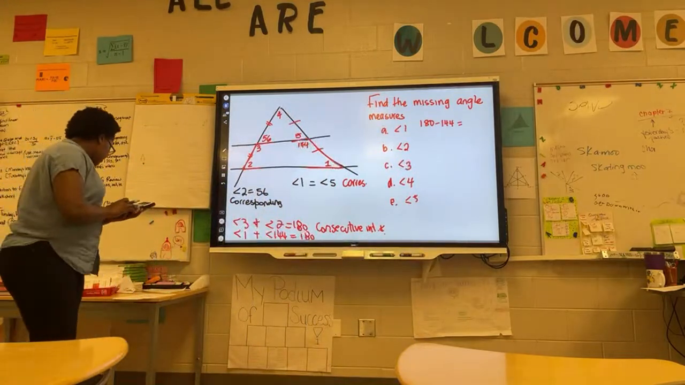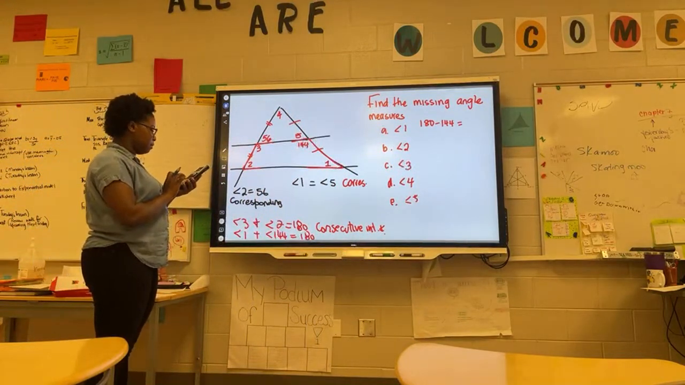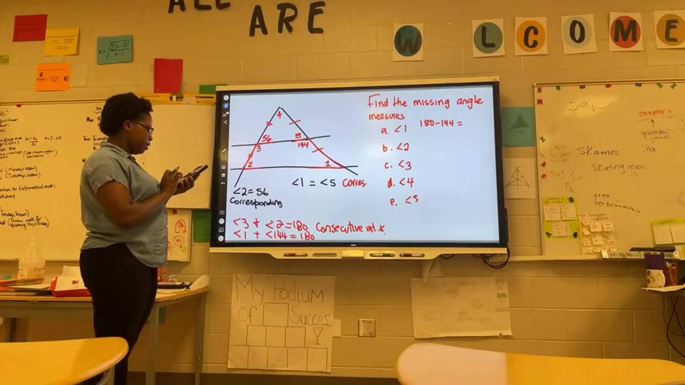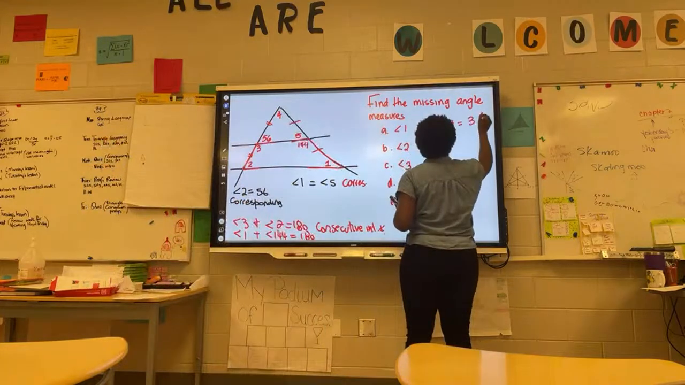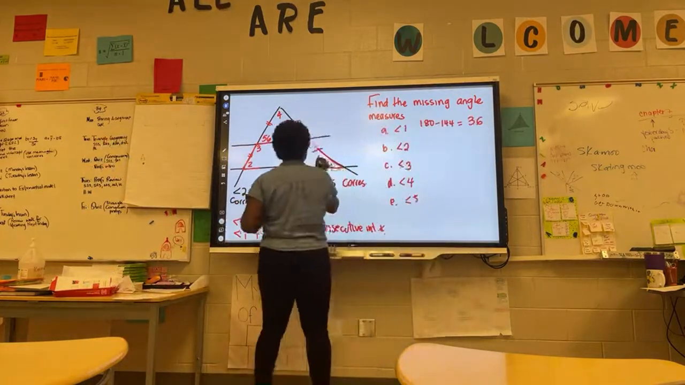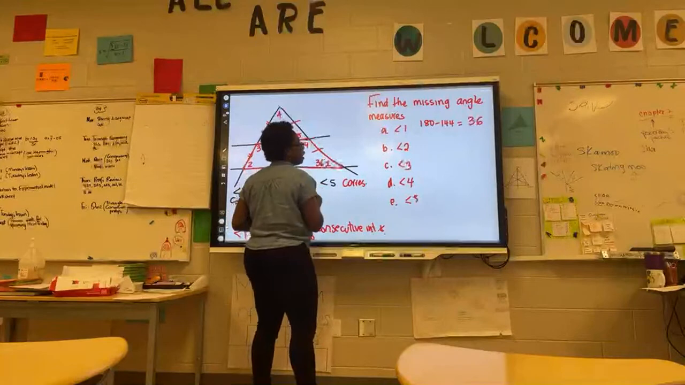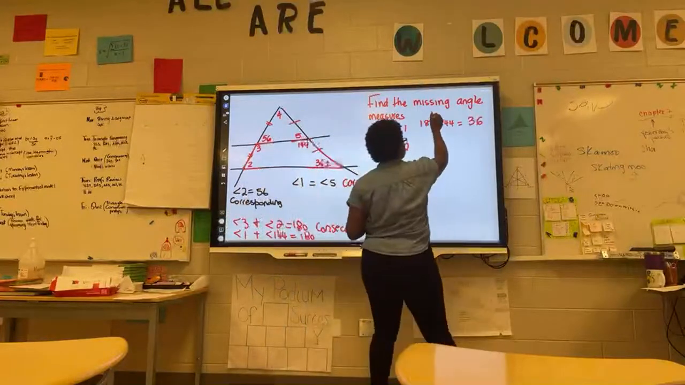I don't know the answer to that, guys, in my head. 36? Maybe. Let's prove it. 180 minus 144 gives us 36. So the angle right here is equal to 36, because they are consecutive interior angles.